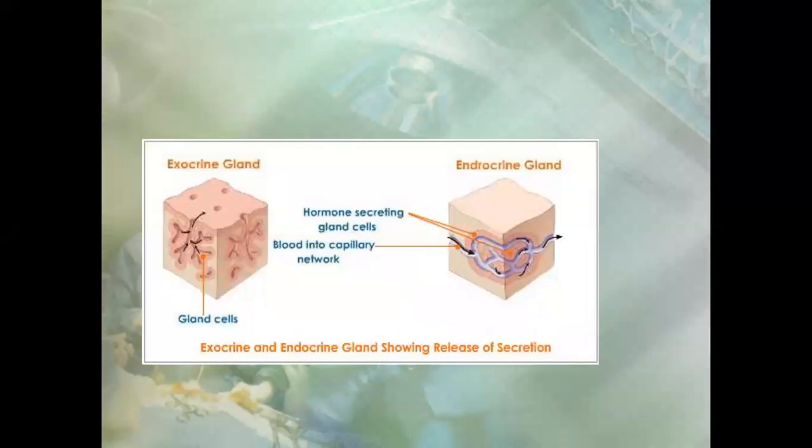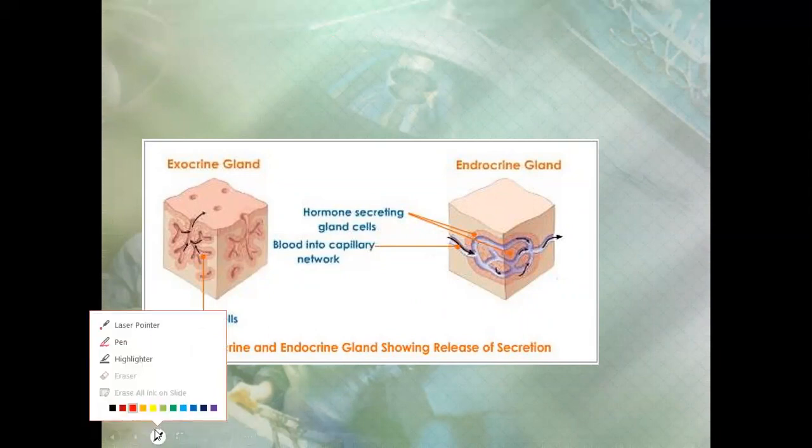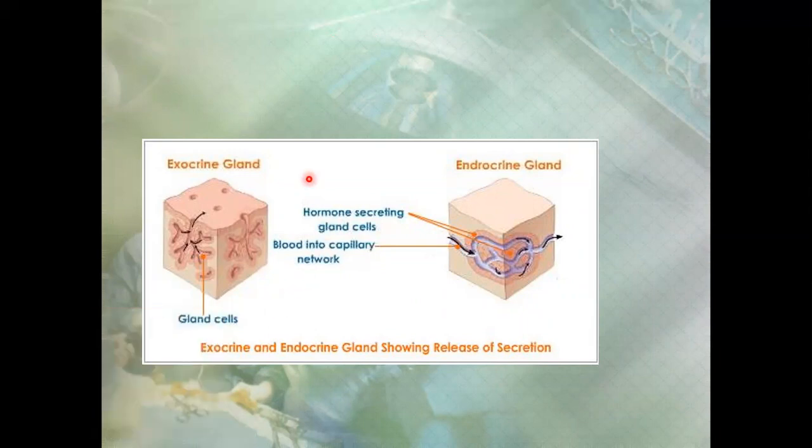So because these are depositing into the blood, we don't need a duct. We have it wrapped in a bed of capillary blood vessels. So this is a great picture showing, let me get mine. Here I have an example of an endocrine gland, and we can see there's the glandular tissue.